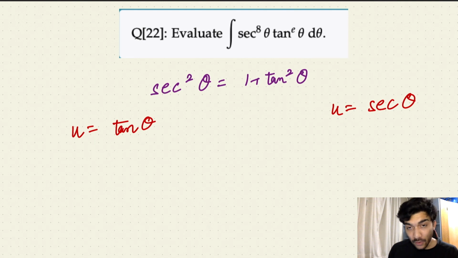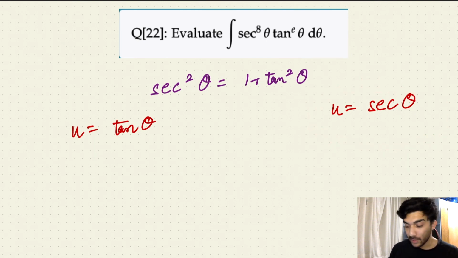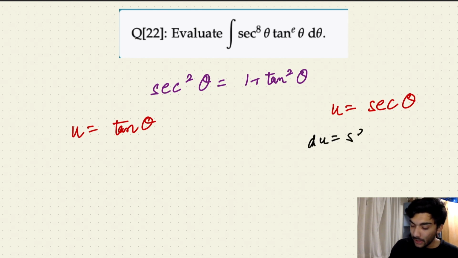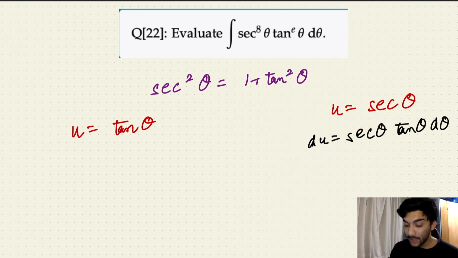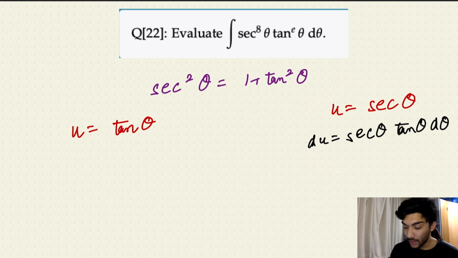Also, feel free to comment down in this video if you didn't quite understand why we didn't go with this approach. But the basic idea is, if you consider your u to be secant theta, your du would be secant theta tan theta d theta, right? So if you go with u equals secant theta, this would be converted to u to the power 8, but you would definitely not have a clear approach on how to use substitution to change the tan to the power e theta expression in this scenario, right?